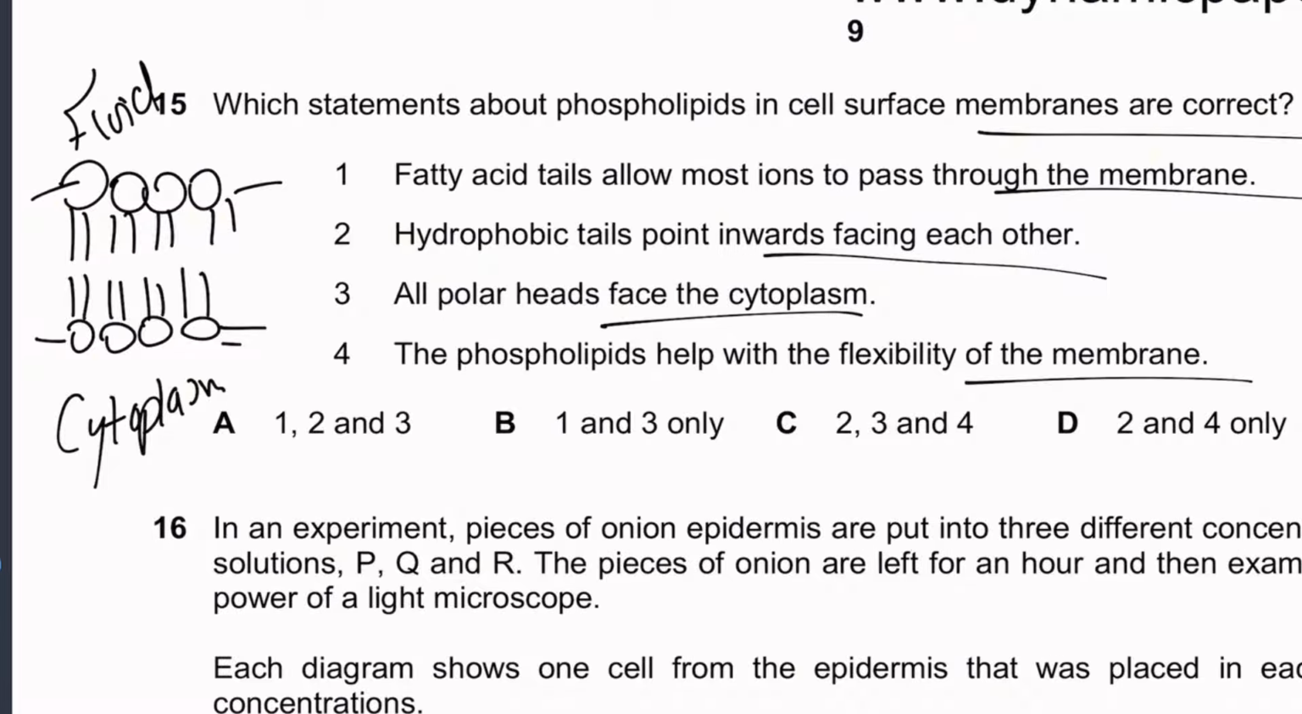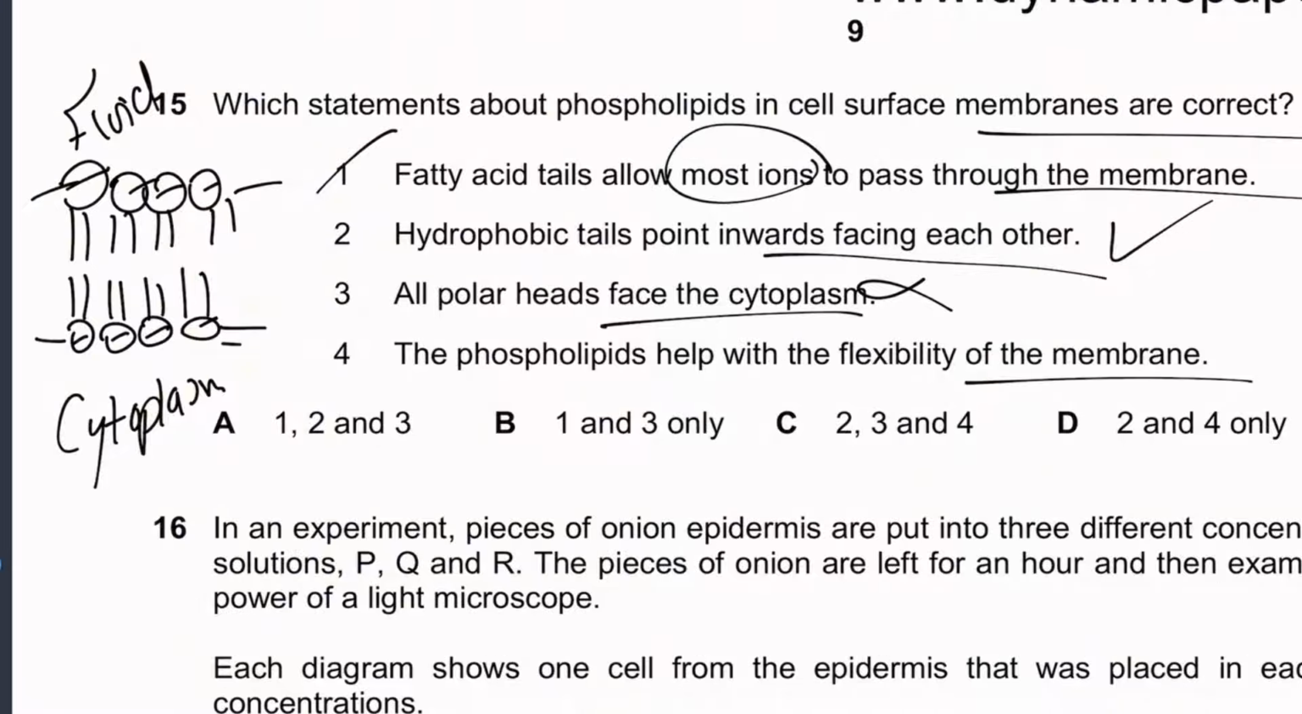So statement number 1, fatty acid tails allow most ions to pass through the membrane. That's definitely wrong, because fatty acids are hydrophobic and ions are hydrophilic, so they can't pass through the membrane so easily; they need a carrier. 2, hydrophobic tails point inwards facing each other. This is true. 3, all polar heads face the cytoplasm. This is wrong because some polar heads, as you can see here, face the cytoplasm, and some polar heads face the extracellular fluid, so that's wrong.